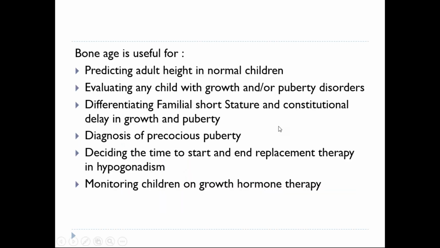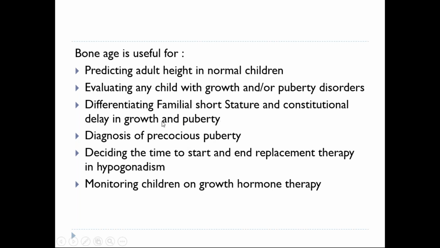I think we'll quickly do it. So what is the concept of bone age helpful in? It predicts the adult height. It helps in knowing whether there is a pubertal disorder. It helps in differentiating these two types of short stature, which I'll discuss: one is familial and one is constitutional. It helps in diagnosis of precocious puberty.